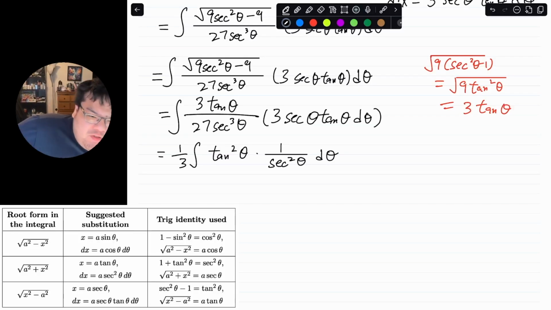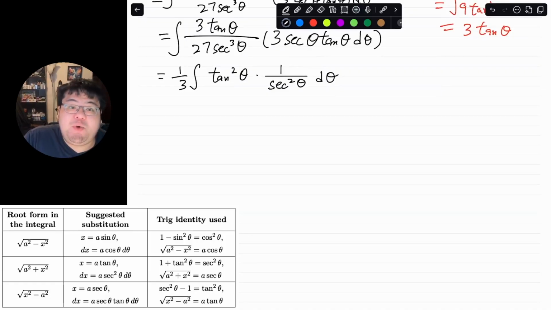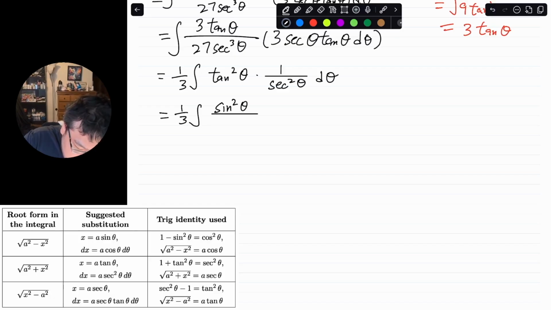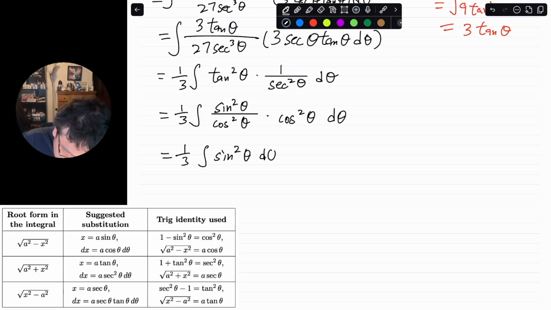So now you need to ask yourself, hey, how can I integrate this guy? So let's try to make them into some simpler components. So first of all, tangent is sine divided by cosine. So tangent squared will be just sine squared theta divided by cosine squared theta. And secant is the reciprocal of cosine, right? So 1 over secant squared will be cosine squared. Aha, now you see the cosines also cancel each other. So what we have is essentially just integrating sine squared theta d theta.